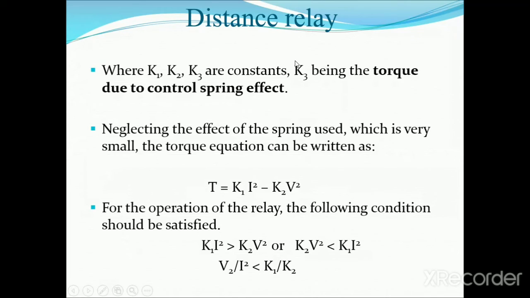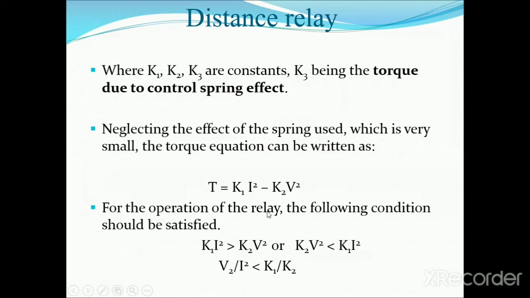The K3 value will be very small, that's why the torque equation can be replaced by torque T equal to K1 I square minus K2 V square. Therefore, the torque T is equal to K1 I square minus K2 V square.